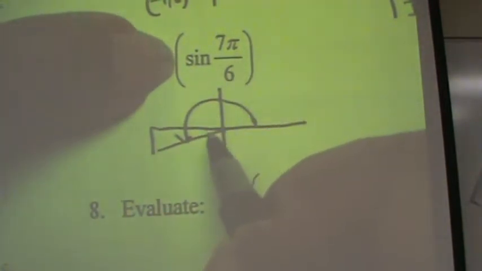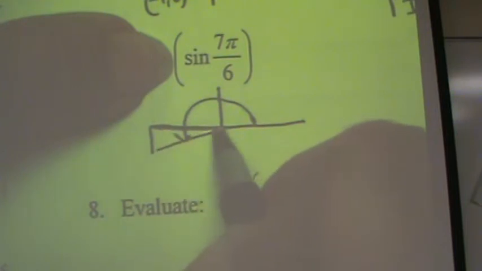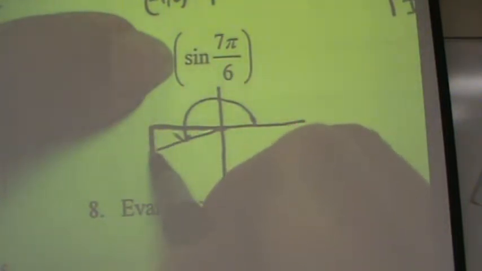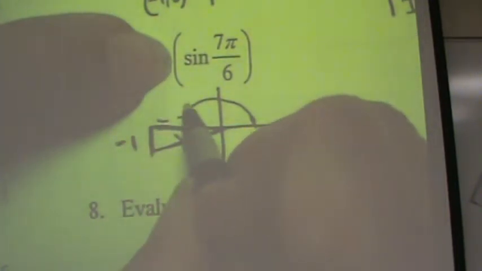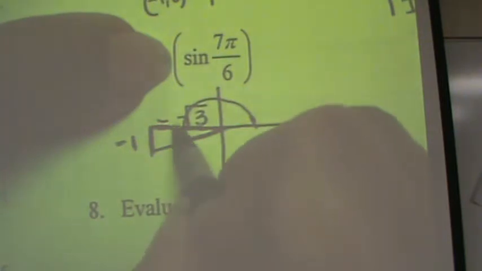7 pi over 6. So what quadrant is 7 pi over 6 in? It's quadrant 3. So I need to figure out these sides. Both of these sides are gonna be negative, and obviously the radius is gonna be positive. So if from here to here is pi, this is gonna be pi over 6. It's a 30-degree angle. So this is gonna be -1, this is gonna be -√3, and this is a 2.